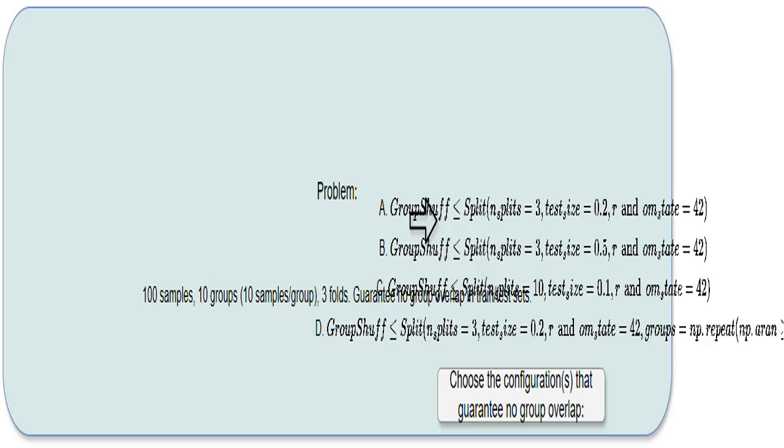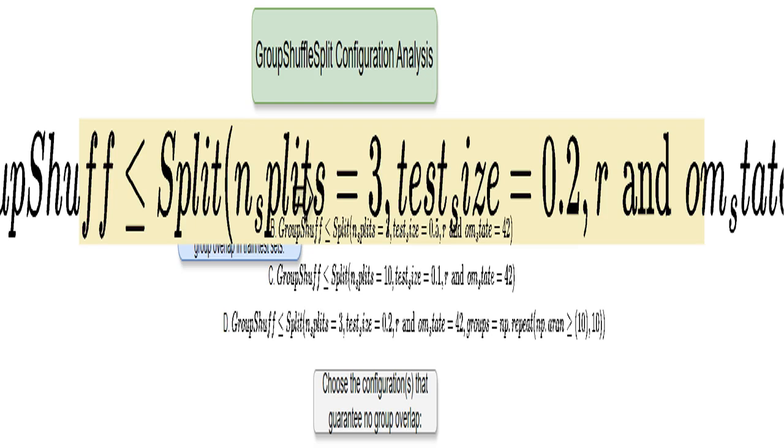Hey Vamsi, this sets the stage for our problem. We have 100 samples neatly divided into 10 groups, each with 10 samples. Our goal is to split these samples into 3 folds for cross-validation. Option A aims for 3 splits, with 20%, 20 samples, in each test set. Given the group structure, it's possible to accidentally have samples from the same group in both training and testing sets within a single fold.